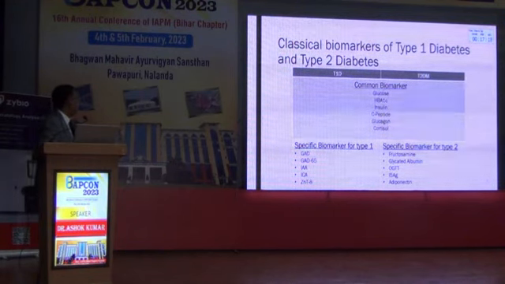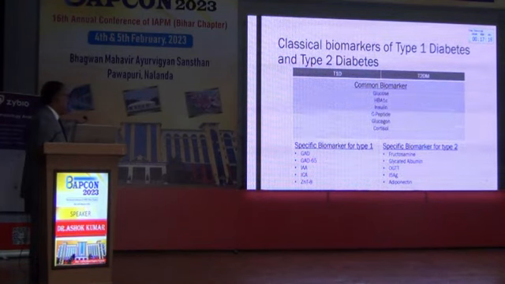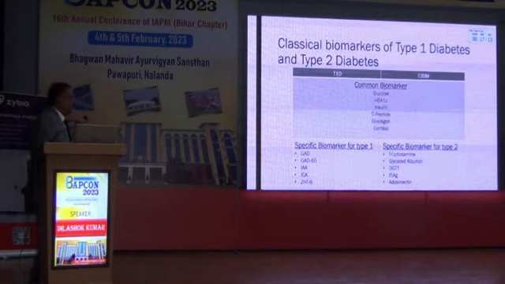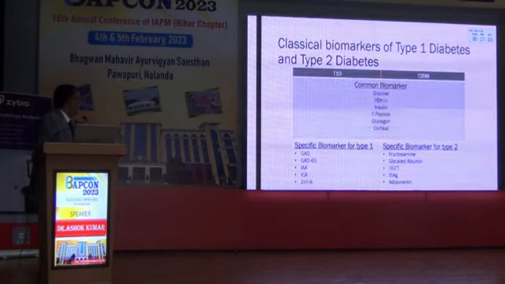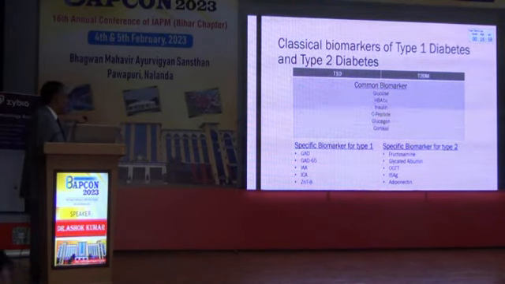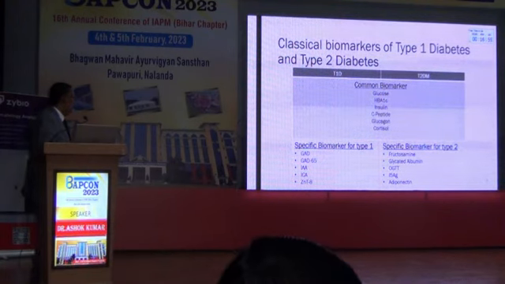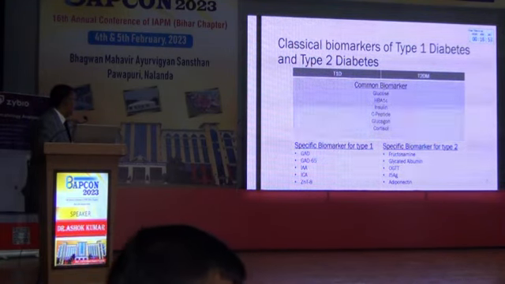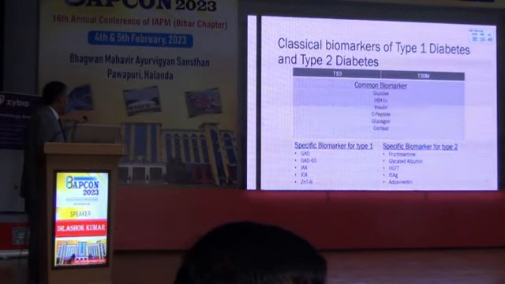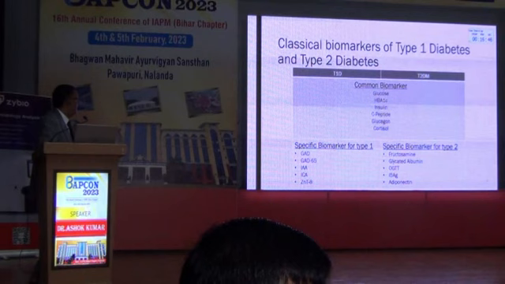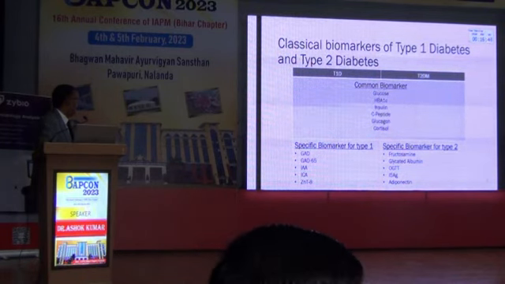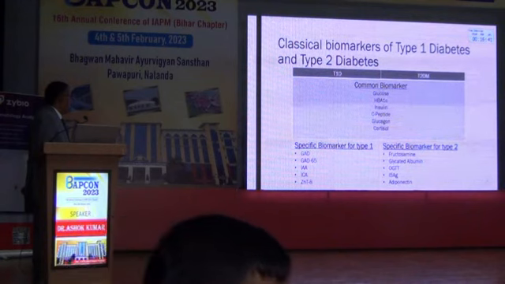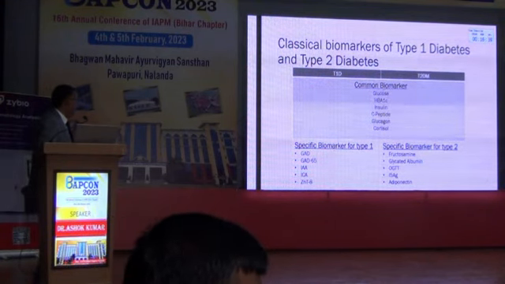Classical biomarkers for type 1 diabetes and type 2 diabetes. Most of the biomarkers are common for type 1 and type 2 both, like glucose, HbA1c, insulin, C-peptide, glucagon, and cortisol. Some specific biomarkers for type 1 diabetes: GAD65, insulin-associated diabetes autoantibody, islet cell autoantibody, zinc transporter. For type 2 diabetes, specific markers are fructosamine, glycated OGTT, 1,5-AG, adiponectin.